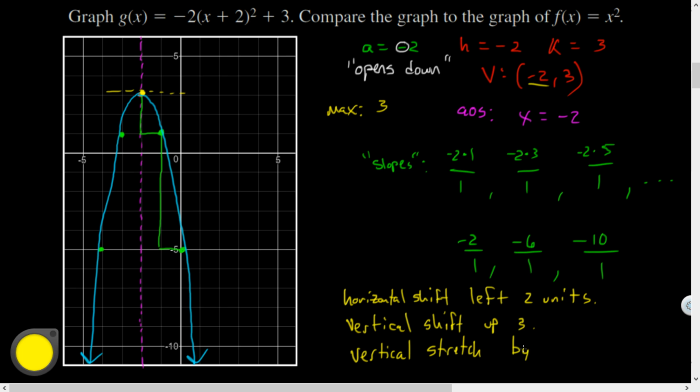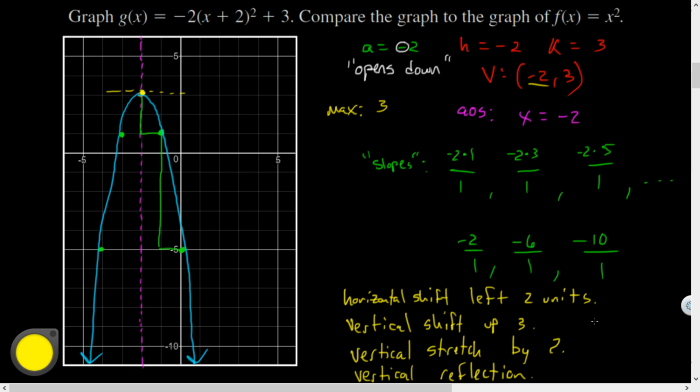By 2, so it was doubled, right? Everything was doubled. That's what we saw here. And the minus sign was a vertical reflection. I could call that, I could also say it was a reflection over the x-axis.